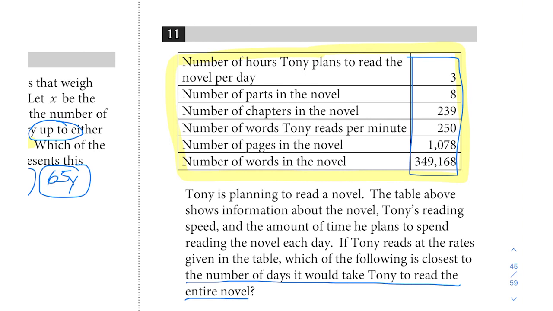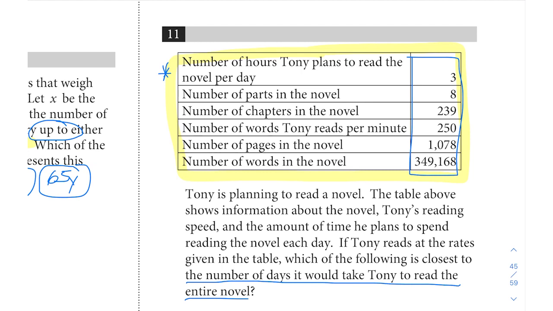Total number of hours Tony plans to read the novel per day is 3. Is that essential information to this question? And hopefully we would look at that and say, well, yes. Right? If you read for 10 hours a day or 2 hours a day or 3 hours a day, obviously that's going to change the total amount of days it would take you to finish reading a novel. Now let's take a look at this.